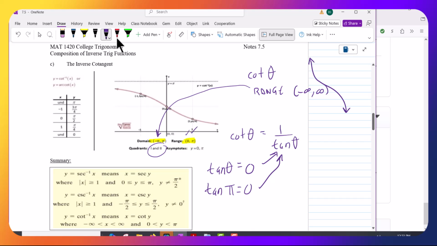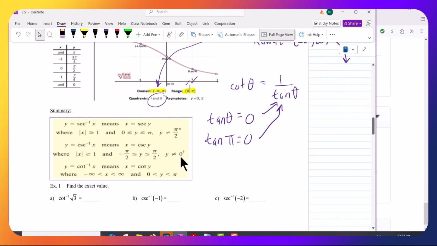Okay? So here's a summary of this. These are the things that are the most important, I think. If you're going to take some higher math like calculus 2, inverse trig functions actually show up quite a bit. So when you have an inverse secant, this information here is giving you the range. If it's an inverse cosecant, this gives you the range. If it's an inverse cotangent, this gives you the range like that. That's what's really important about working with inverse trig functions.